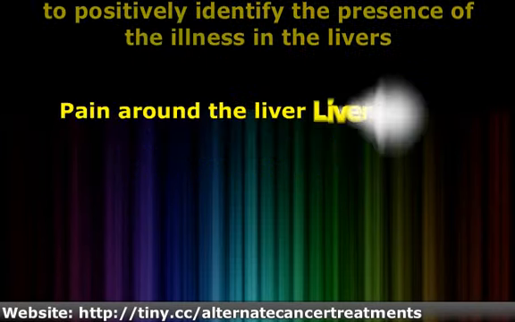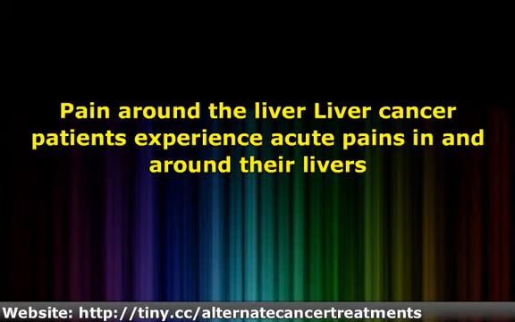pain around the liver. Liver cancer patients experience acute pains in and around their livers. This is usually a result of liver inflammation that occurs due to the presence of cancerous cells in the liver. In addition to the inflammation, the first and second liver cancer stages are characterized by a painful swelling in the liver. This inflammation is not specifically cancerous, but there are usually very high chances of it turning cancerous with time.